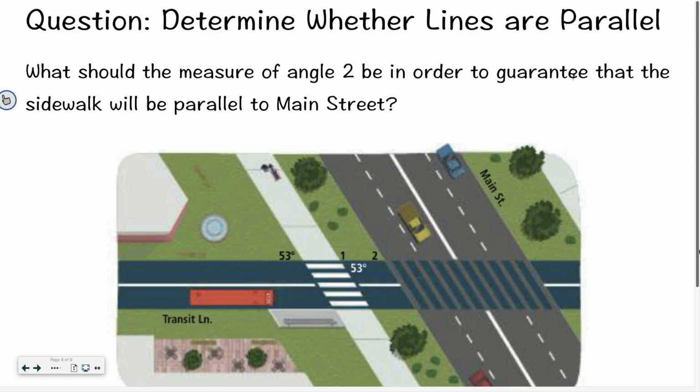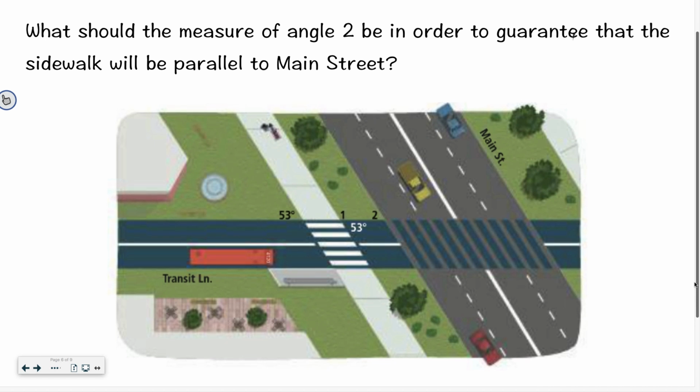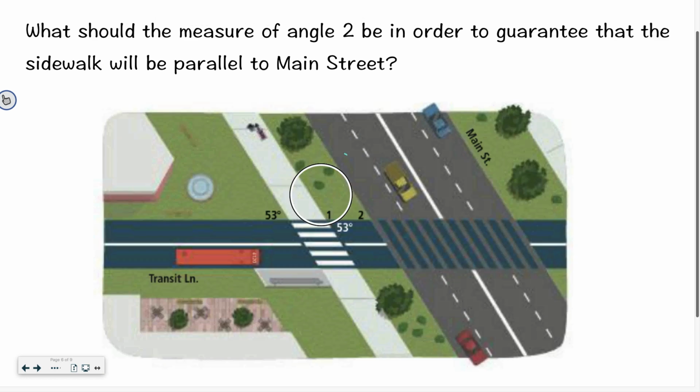All right, now I want you to determine what the measure of angle 2 should be in order to guarantee that the sidewalk will be parallel to Main Street. So what does the measure of angle 2 need to be in order to guarantee that the sidewalk will be parallel to Main Street? Go ahead and take a minute and figure that out. Hopefully you looked and you said, okay, here are my parallel lines for the sidewalk and Main Street. Here's the line that cuts between. So 2 and 53 are alternate interior. And if I want those two lines to be parallel, my alternate interior angles have to be congruent. So angle 2 should be 53 degrees.